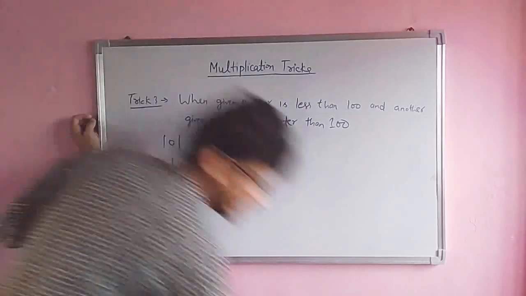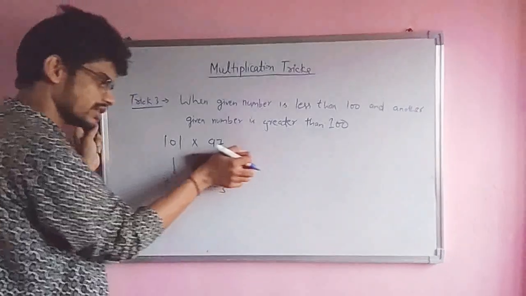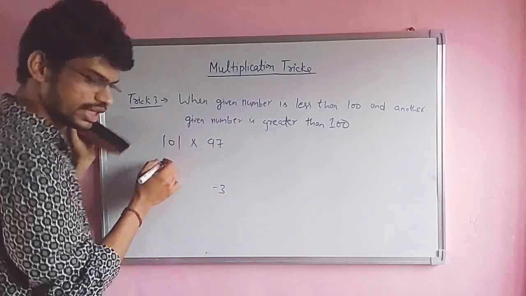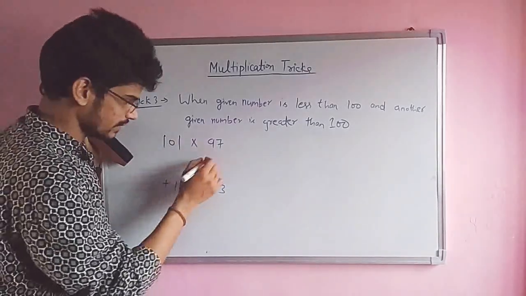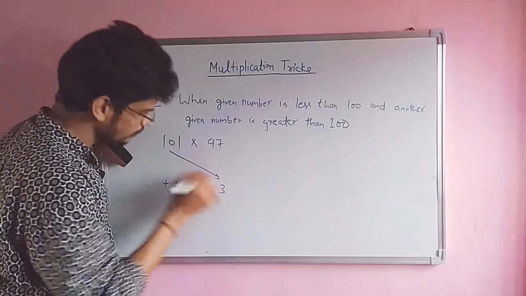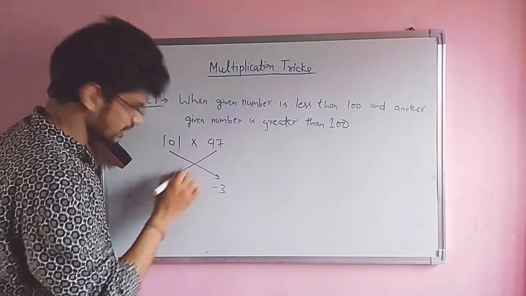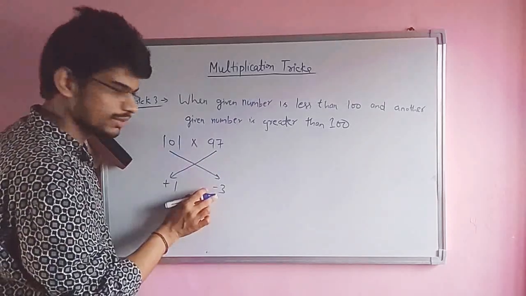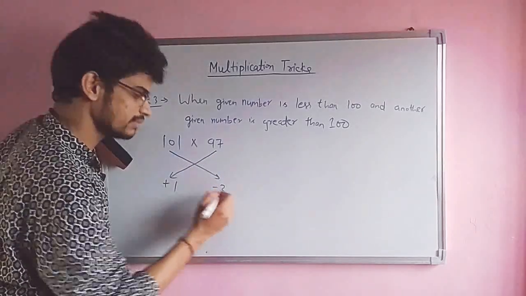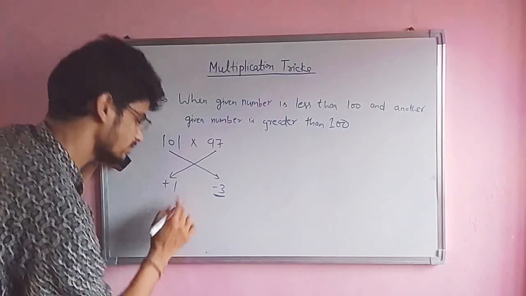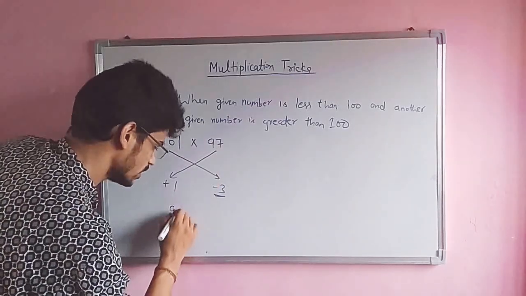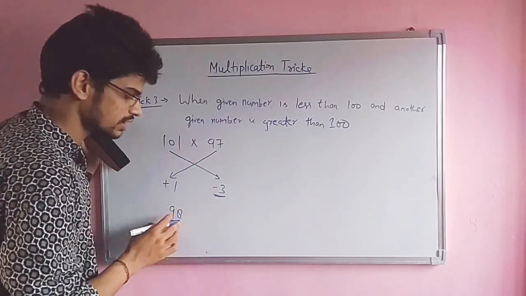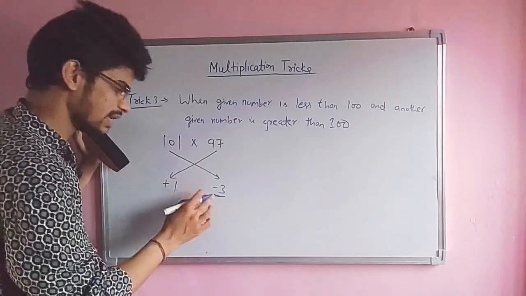Now in the second step, we diagonally add these values. Here in this case we add the value, here we subtract the value because it has a negative sign. 97 plus 1 is how much? 98. 101 minus 3 is how much? That is 98.